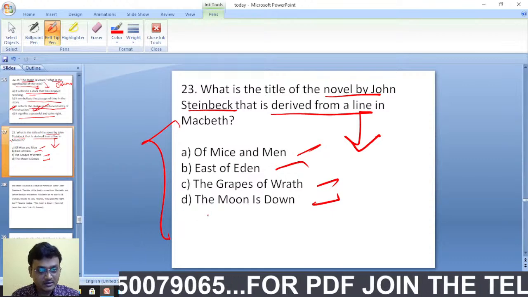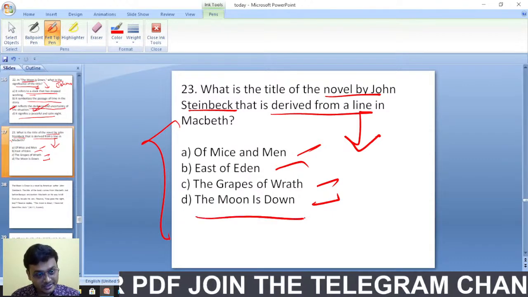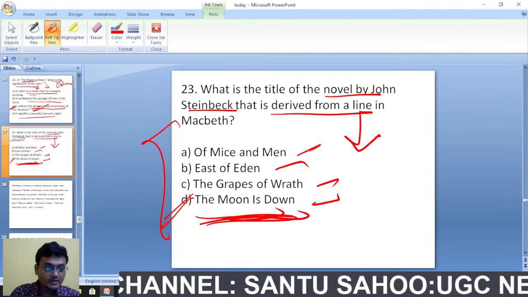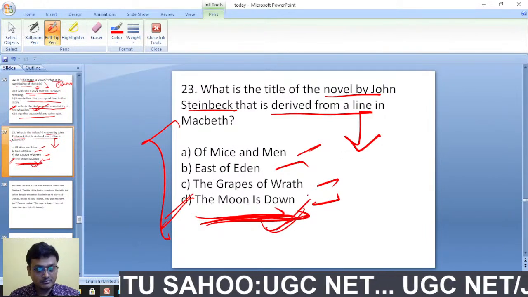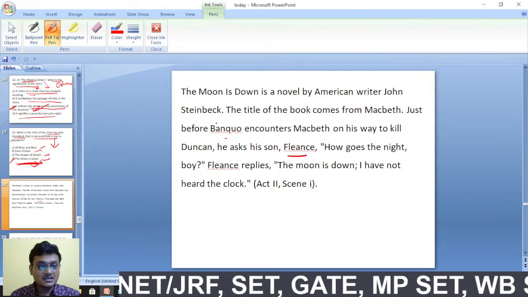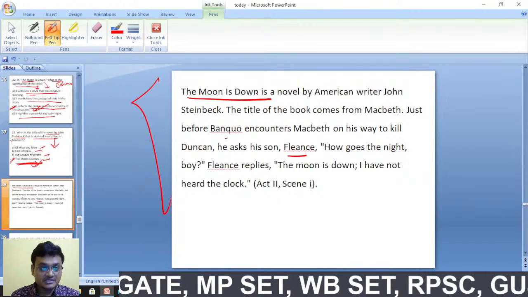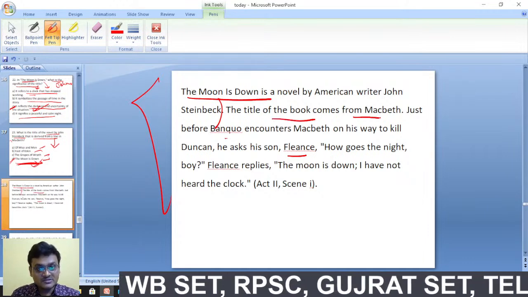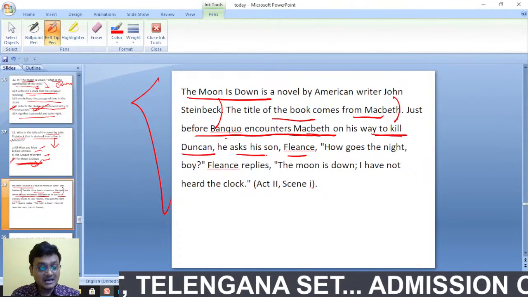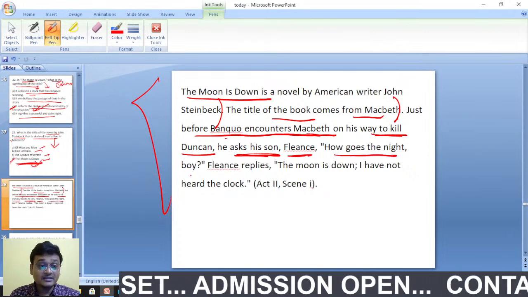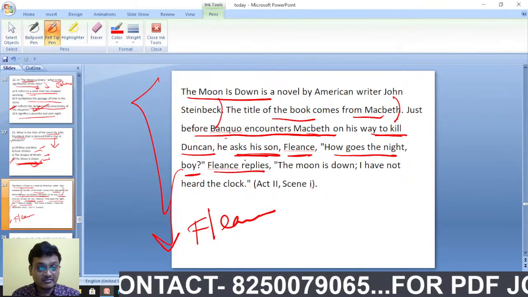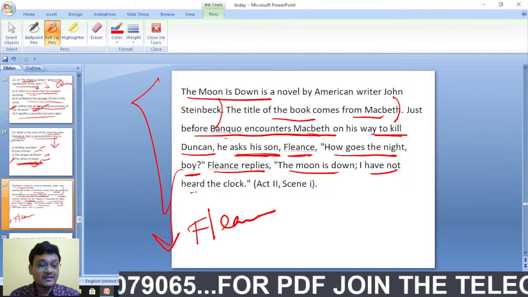Exactly. Why are you putting a question mark? The Moon Is Down. The title has been taken from Macbeth. You see, Banquo is asking it. The Moon Is Down is a novel by American writer John Steinbeck. The title of the book comes from Macbeth. Just before Banquo encounters Macbeth on his way to kill Duncan, he asks his son, Fleance, "How goes the night, boy?" Who is the boy? It is Fleance, Banquo's son. And Fleance replies, "The moon is down. I have not heard the clock."